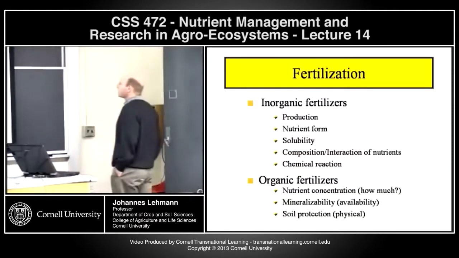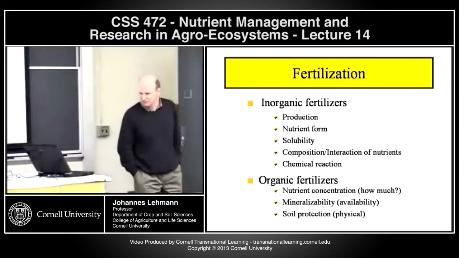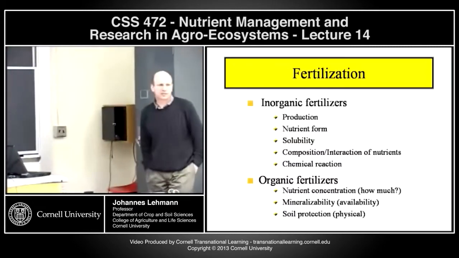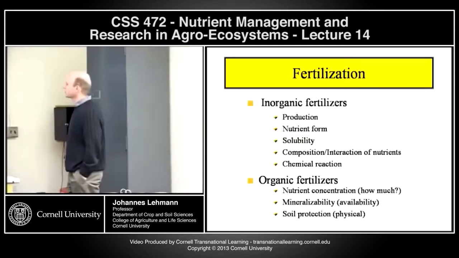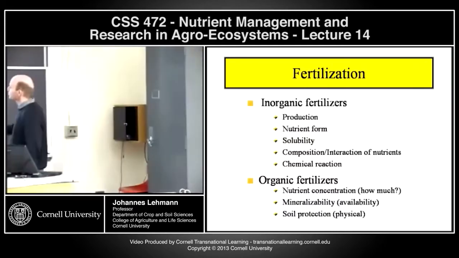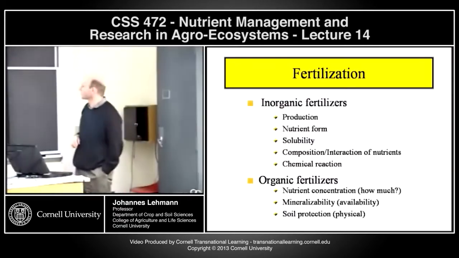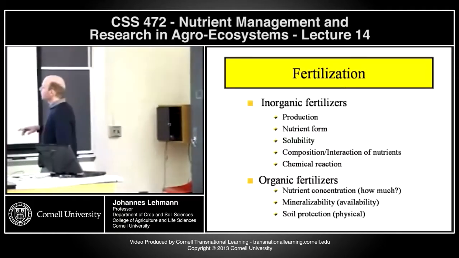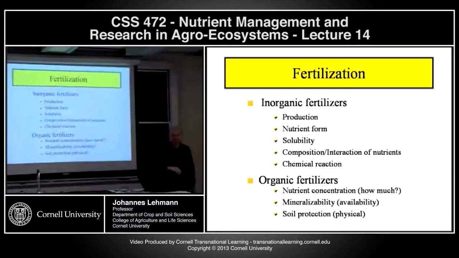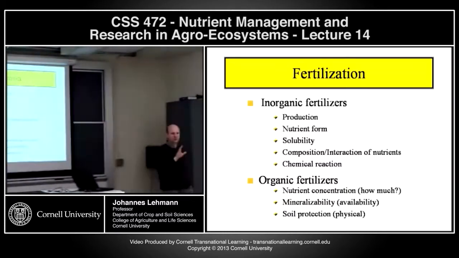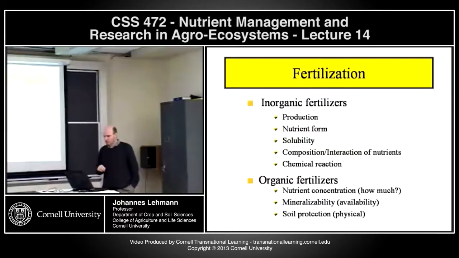We want to start with a very straightforward way of changing our nutrient availability, and that is through fertilization. We'll first talk a bit about inorganic fertilizers and then about organic fertilizers. It's quite instructive to look at production as well as nutrient forms and solubility. We've been doing that also with the nutrient pools in soil, and I think that helps us a lot to understand the ecology.